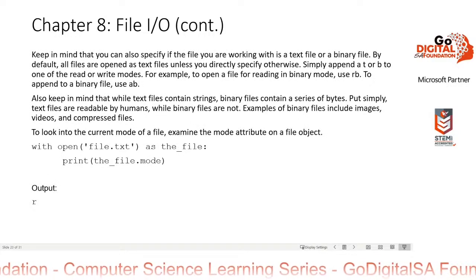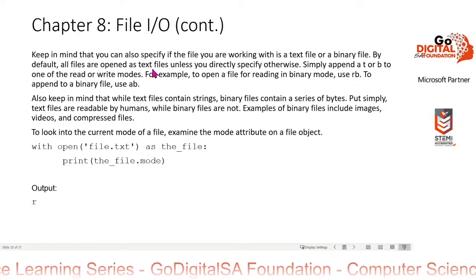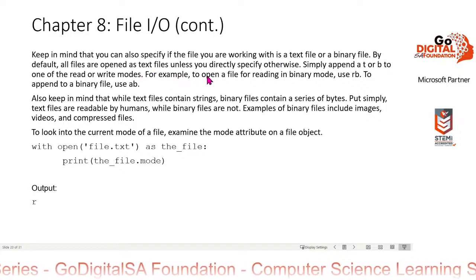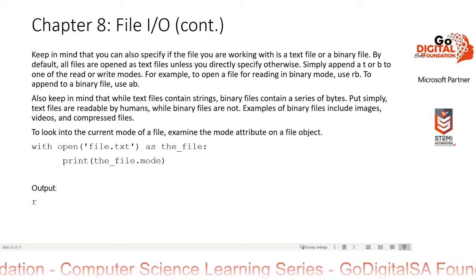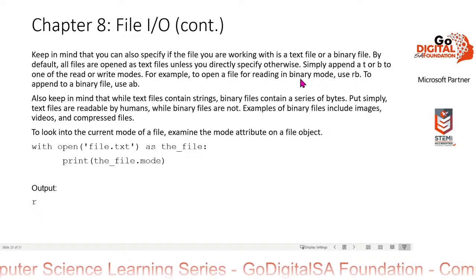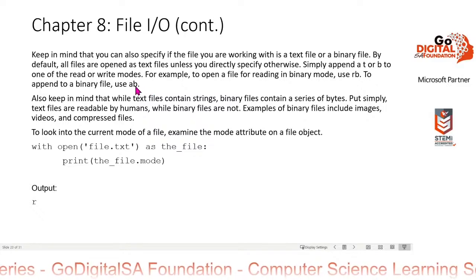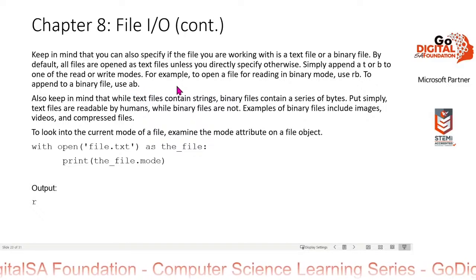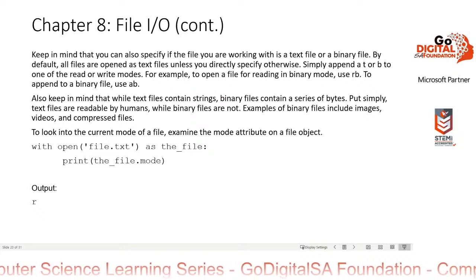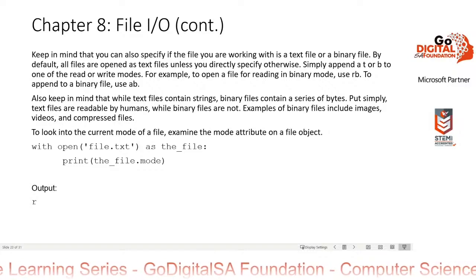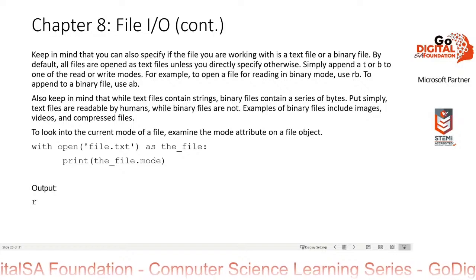Keep in mind that you can also specify if the file you are working with is a text file or a binary file. By default, all files are opened as text files unless you directly specify otherwise. Simply append a T or B to one of the read or write modes. For example, to open a file for reading in binary mode, use RB. To append to a binary file, use AB. Also keep in mind that while text files contain strings, binary files contain a series of bytes. Put simply, text files are readable by humans, while binary files are not. Examples of binary files include images, videos, and compressed files.